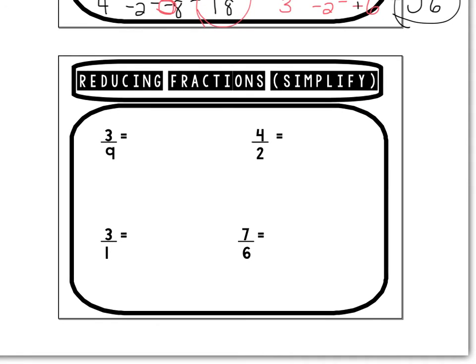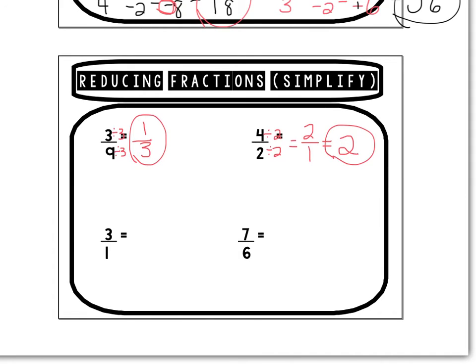Just a quick review on reducing fractions. When you're reducing fractions or simplifying fractions, you're looking for something that they share in common. So what can you take out of both of them? So for the first one, 3 goes into both. So I can divide the top and the bottom by 3, and we get 1/3. On the second one, what number goes into 2 and 4? It ends up being 2, so we can reduce, which gives us 2 over 1, which simplifies down to 2.